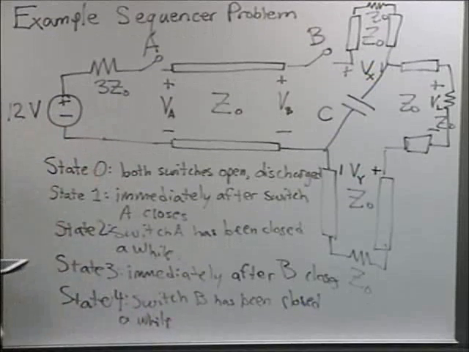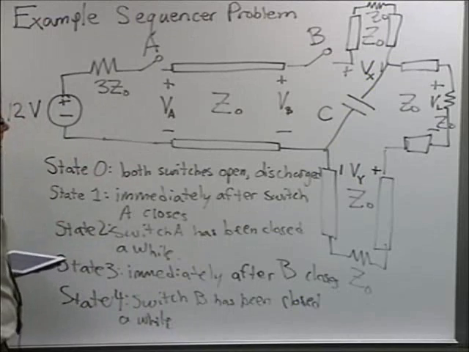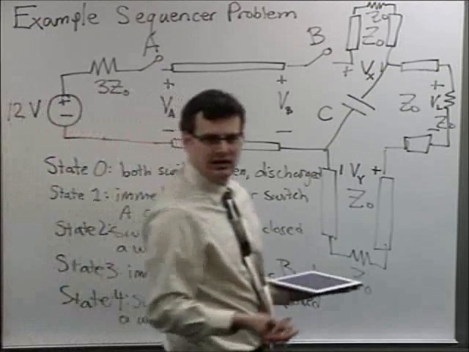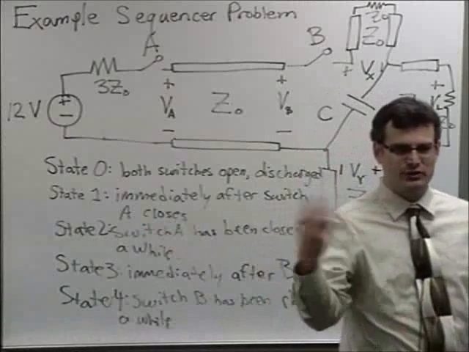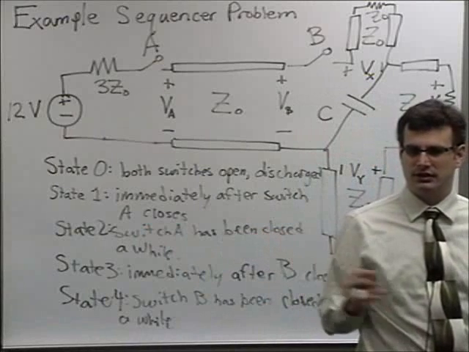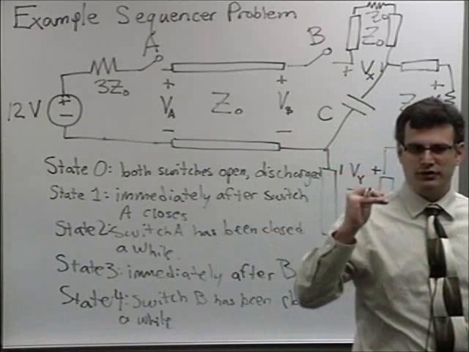The first one is kind of trivial. And it's important to work through them in order. If we switched the states around and closed switch B first and then closed switch A, we get different results. So we're going to work through this case by case.